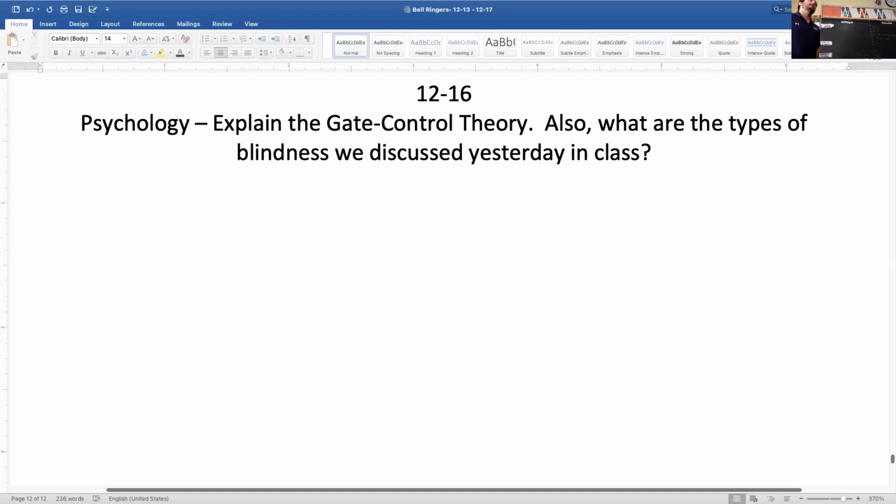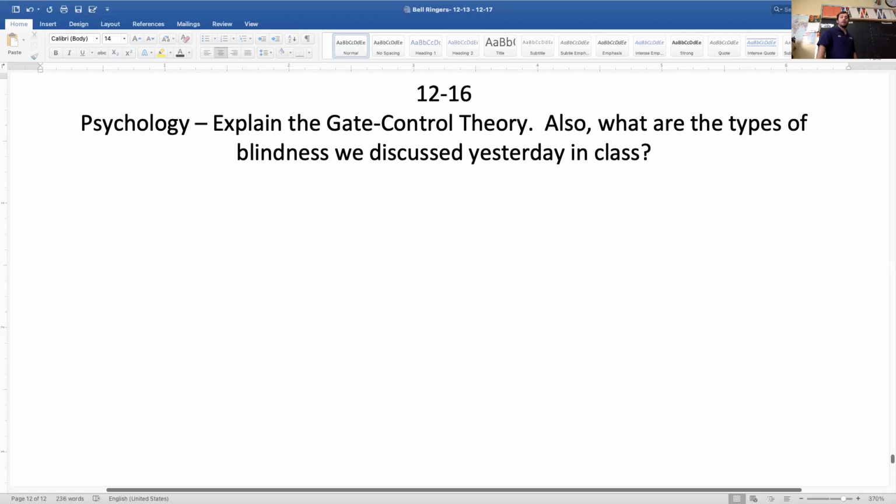But go ahead, Allison. Inattentional blindness. Good. Change blindness and choice blindness. Yeah, good job. And what is inattentional blindness? Failing to see objects when our attention is directed elsewhere. Yeah, good job. So again, selective attention. Depending on what we're focusing on, we might not perceive something if our attention's focused on one certain stimulus. Good.